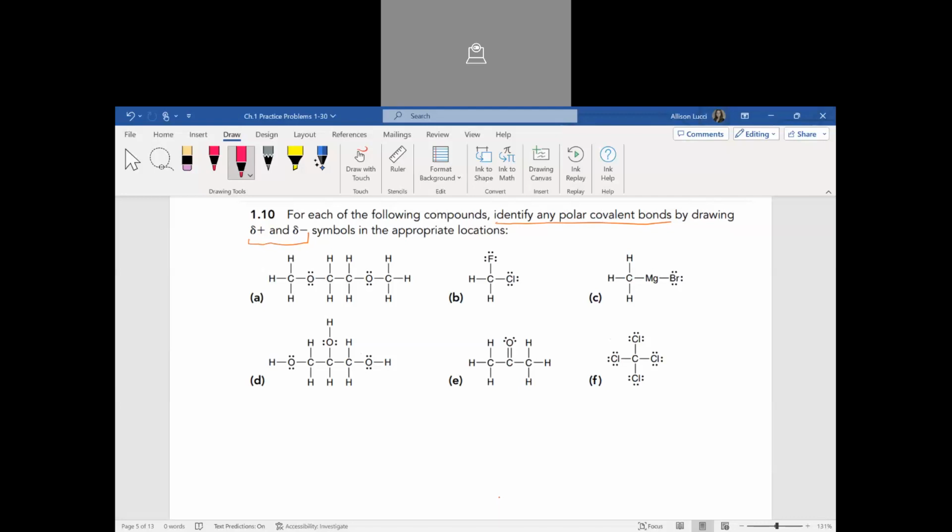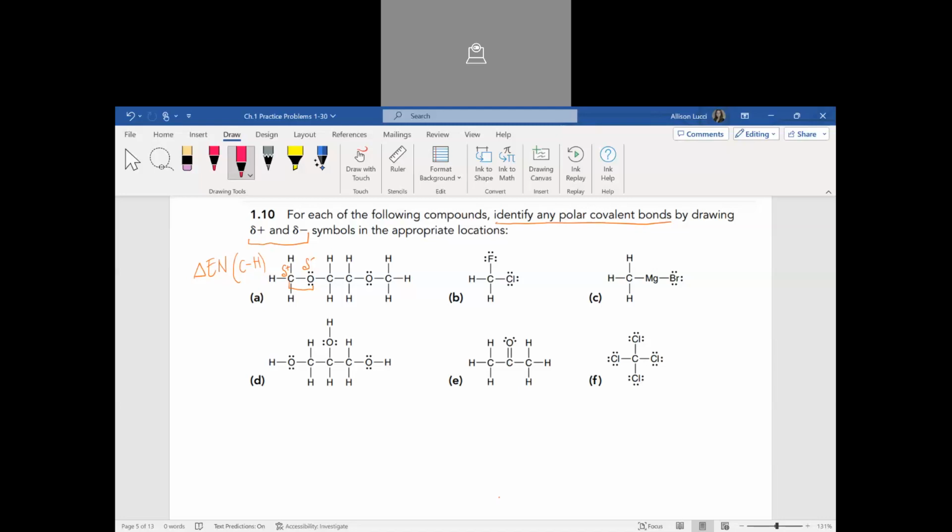In molecule A, we have carbon-hydrogen bonds, and the difference in electronegativity between carbon and hydrogen is not going to give us a polar covalent bond. Remember, that's less than about 0.4 difference between these two atoms. But we see carbon and oxygen. This would result in a dipole created here. We know that carbon is less electronegative, so that would have this partial positive. The oxygen would have a partial negative.